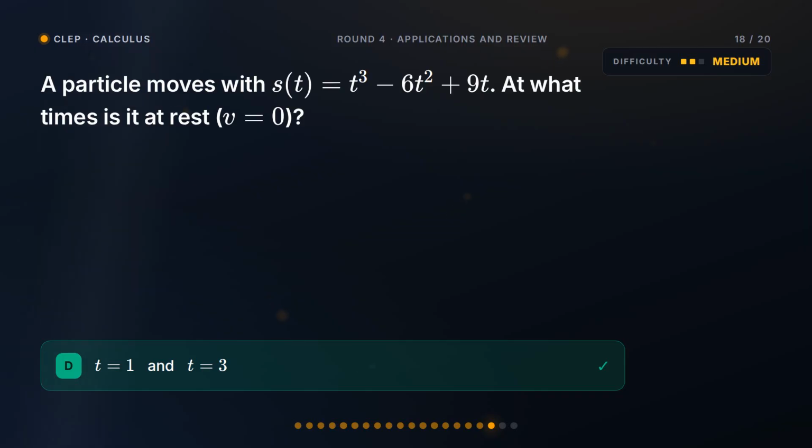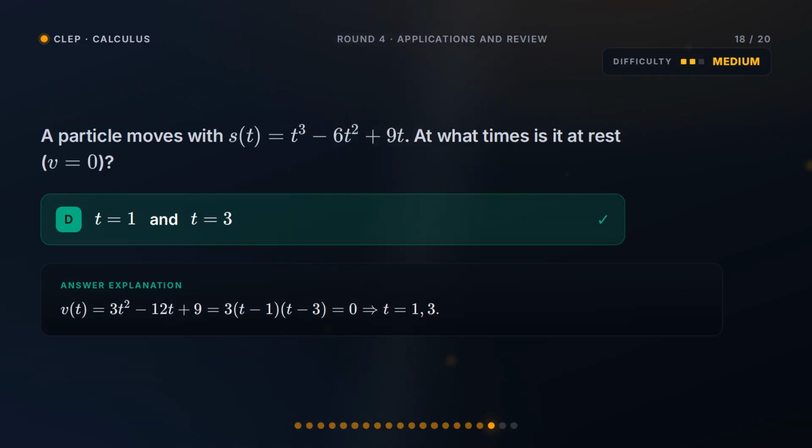The answer is D. t equals 1 and t equals 3. Velocity is the derivative, 3t squared minus 12t plus 9, which factors as 3 times t minus 1 times t minus 3. Setting this to 0 gives t equals 1 and t equals 3.